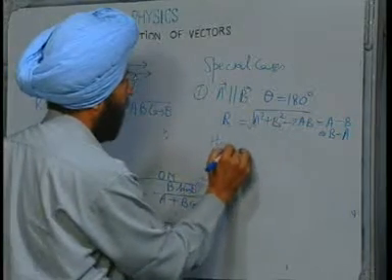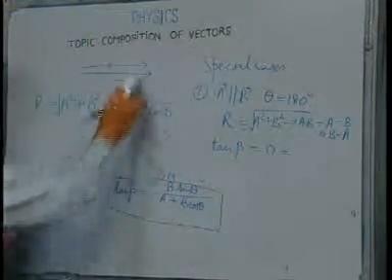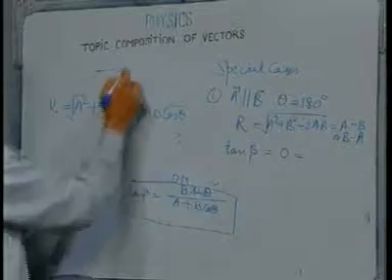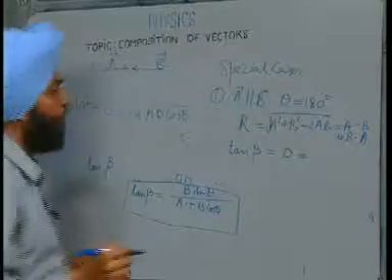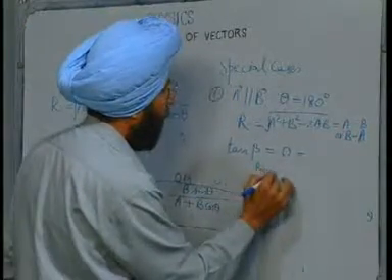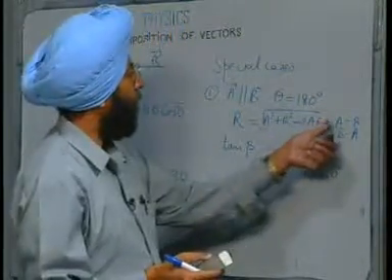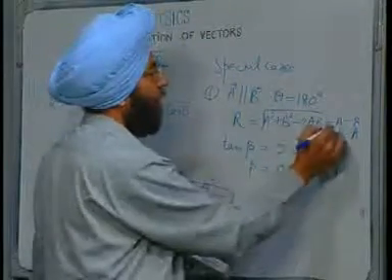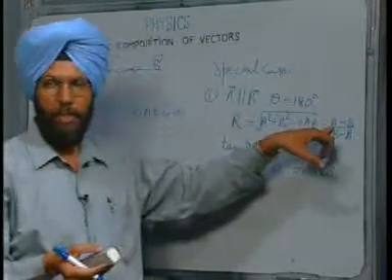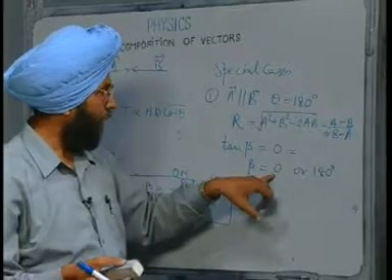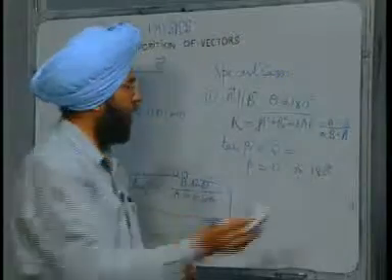Tan beta again is 0, but here we have two directions, A and B are in the opposite direction. So, beta can have two values, 0 or 180 degree. In this case, when A is bigger than B, and angle theta is with the direction of A, we will take 0 degree, otherwise we will take 180 degree.